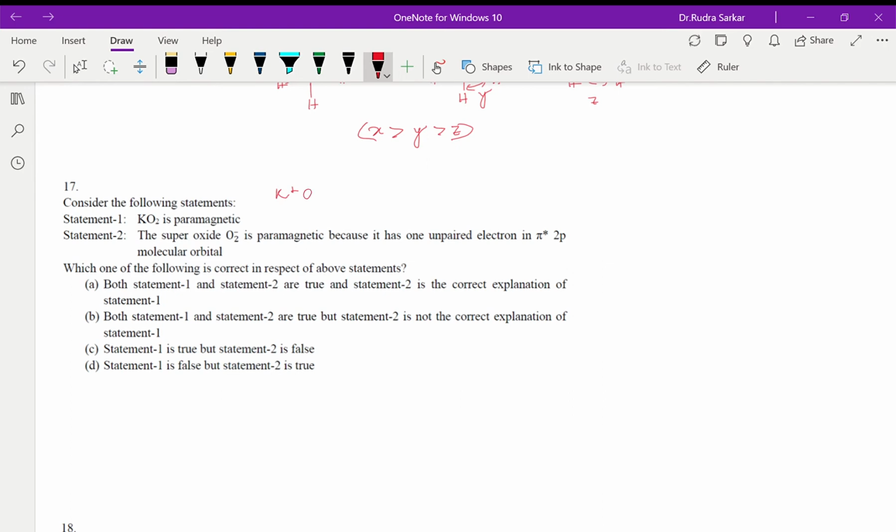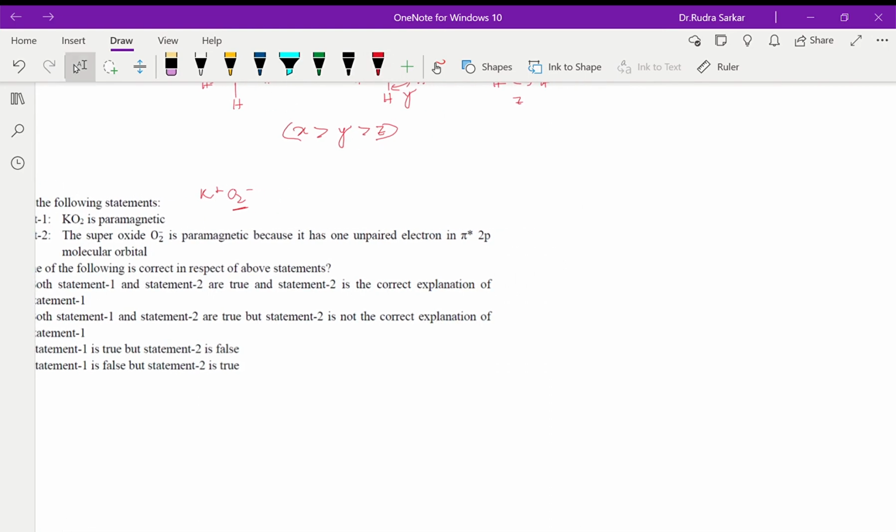K plus O2 minus. We have already shown, in this discussion, that O2 minus, the superoxide, is paramagnetic because it has one unpaired electron in the pi star 2p molecular orbital, which is true, and that can be shown by the MO diagram. So let's do the MO diagram again.